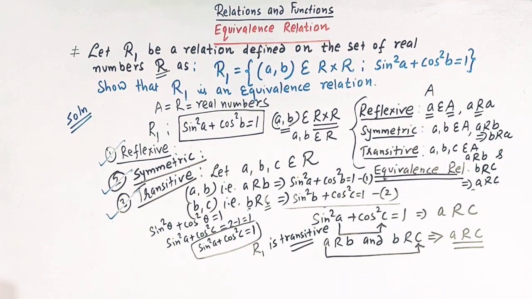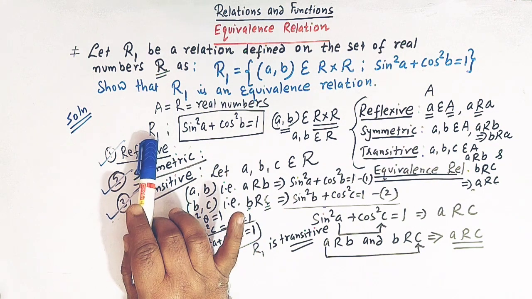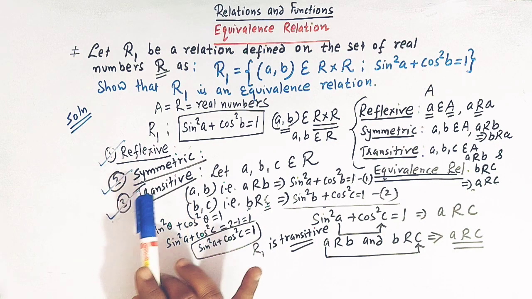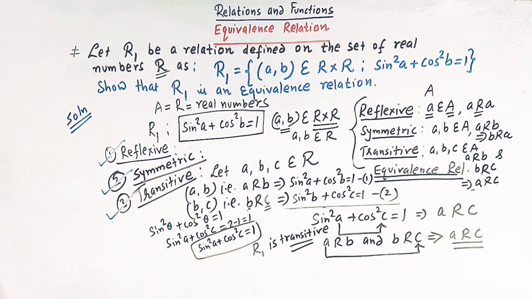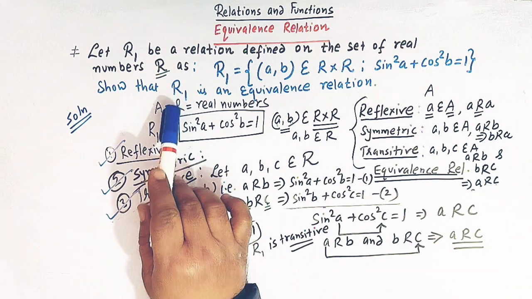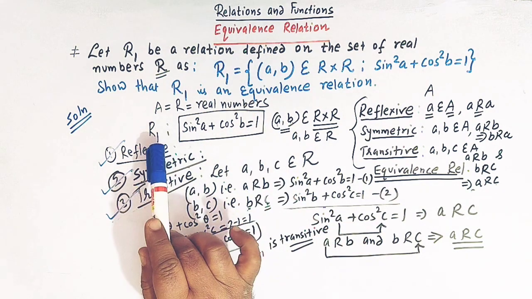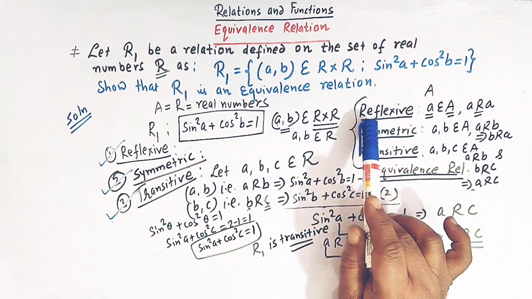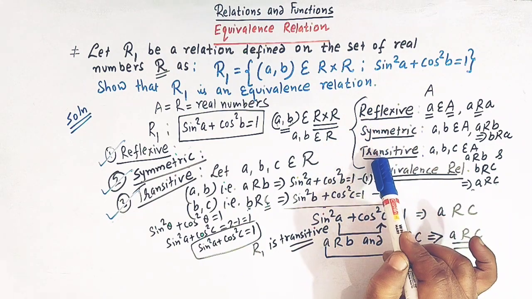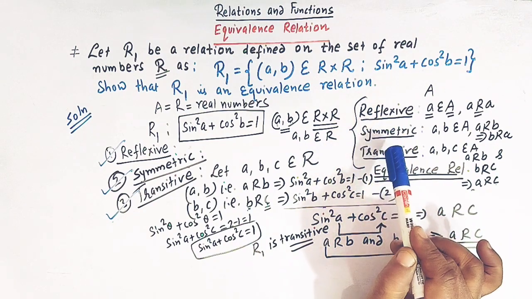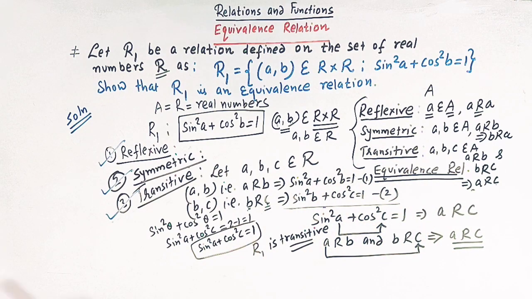So, viewers, from this discussion, we have seen that this relation R1 is reflexive, symmetric, and transitive, and hence we can conclude that this relation R1 is an equivalence relation, right? Because this relation R1 satisfies these three properties, that is, it is reflexive, symmetric, and transitive.